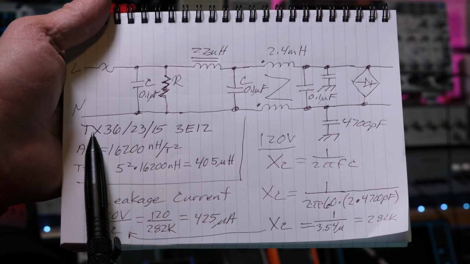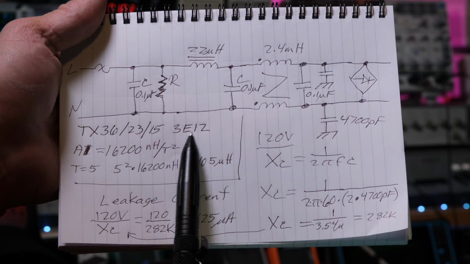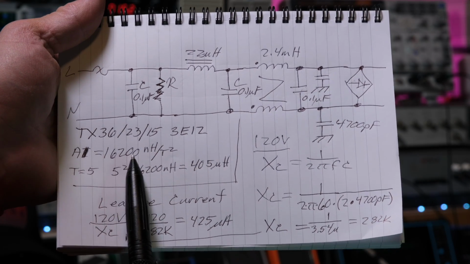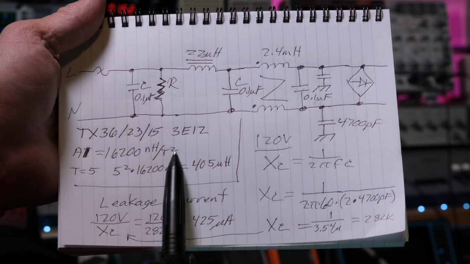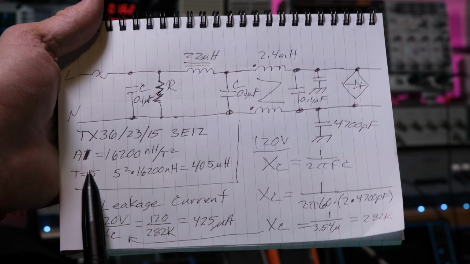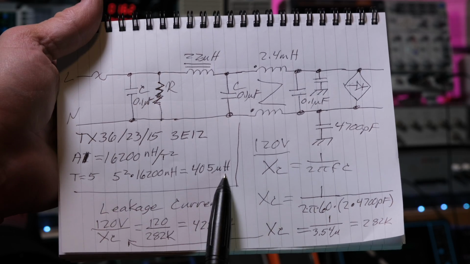Now, that core we used was a TX36/23/15-3E12, which had 16,200 nanohenries per turn squared. And the turns are 5 turns per side, right? So 5 squared times that is 405 microhenries.